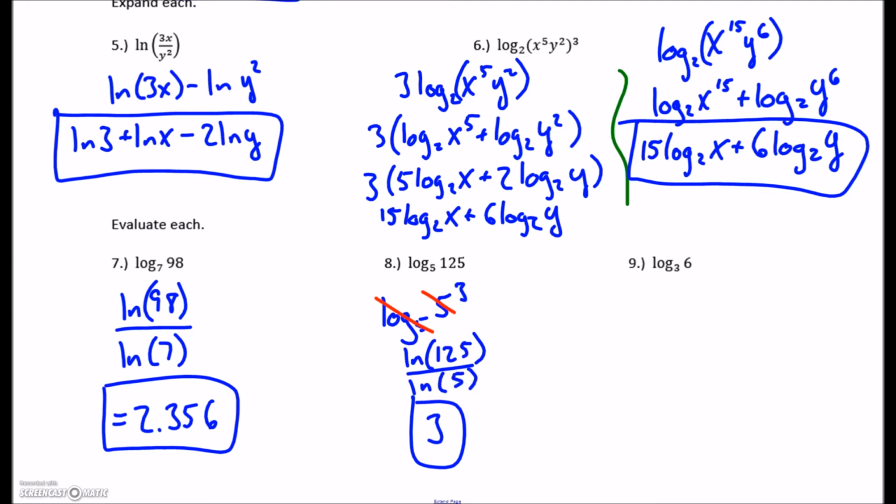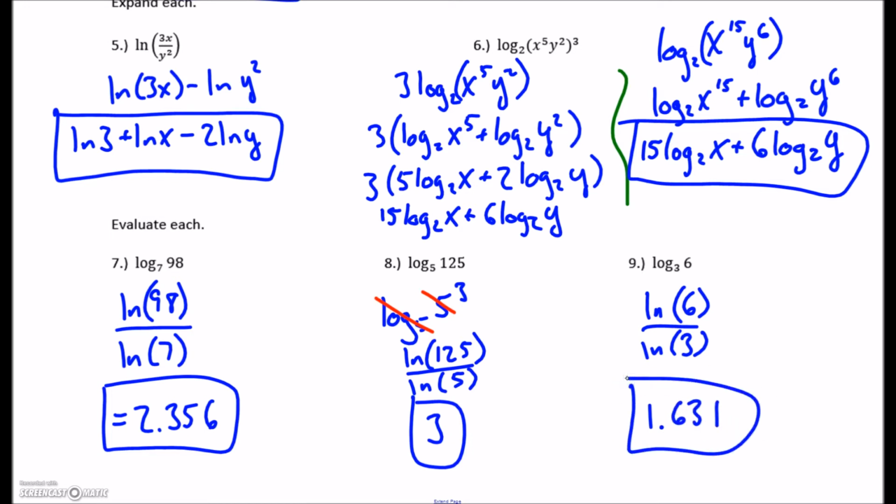Alright? This one, it looks like it might have a relationship, but it does not, so I'm just going to plug it into the calculator. Natural log of 6 divided by the natural log of 3. Again, just make sure that you are really careful in terms of the parentheses here. Make sure you close the parentheses around the 6. It's usually the biggest issue with these. And you get something that looks like a 1.631 to 3 decimal places. Okay?